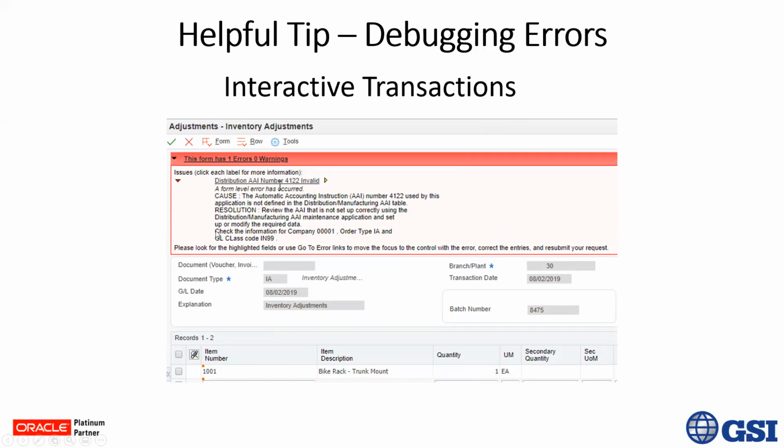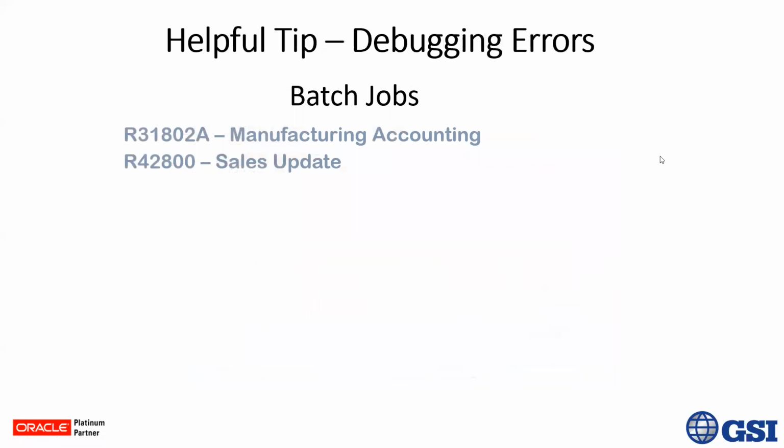And it says, check for the information: company one, order type IA, geo class code IN99 is not set up. And that's why you get the error. So you will never be able to process this transaction until somebody fixes the DMAAI. Okay, but it tells you exactly what it is. So interactive means I'm doing the transaction and I'm getting the error on the screen as I'm doing the transaction. Okay. As opposed to batch jobs and batch problems.